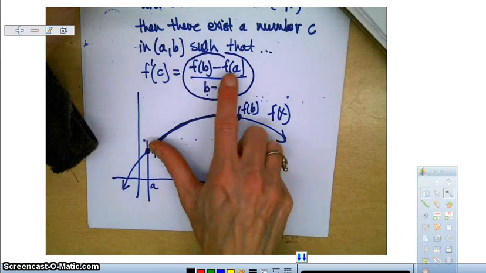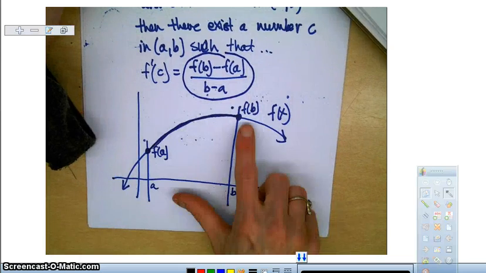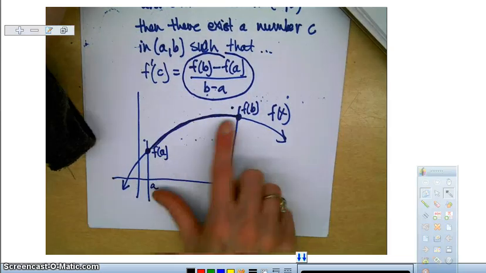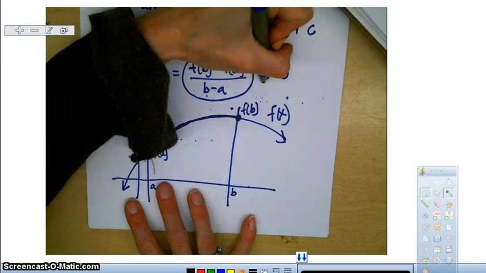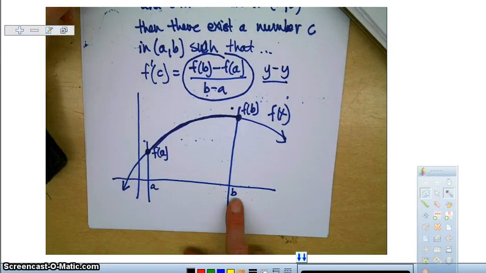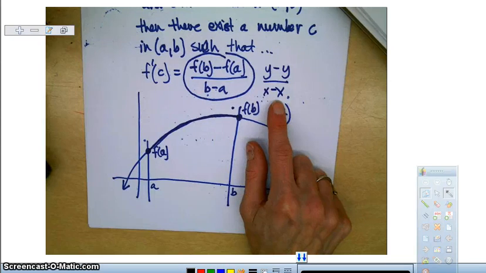F of b minus f of a. What are we subtracting here? What kind of values? Y values. Isn't this y minus y of the ends? Over, what is a and b? X minus x. That's the formula for the what? Slope. Slope is derivative, right?